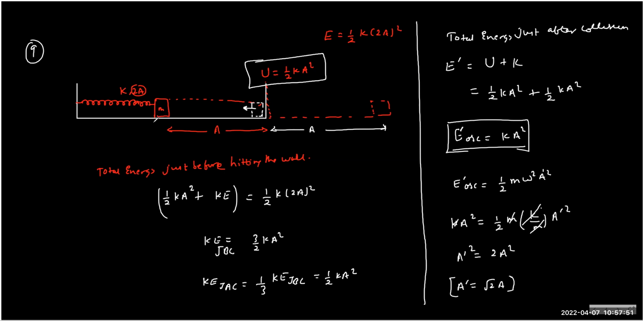What is the initial compression in the spring? It's given 2A. Okay. When the block reaches the wall, what will be the compression left in the spring? A only, no? Yes, sir. You have traveled A, so you have unstretched yourself by A. So what is the compression still left? A. So naturally, how much can you go on the other side? Minimum, you can go up to A for sure.